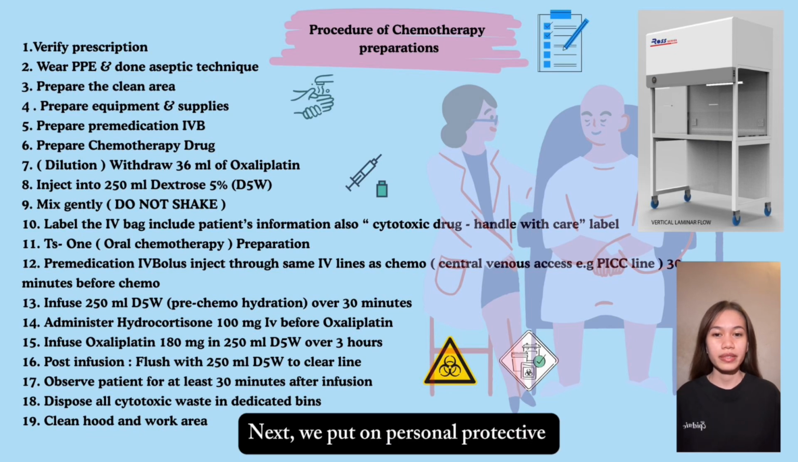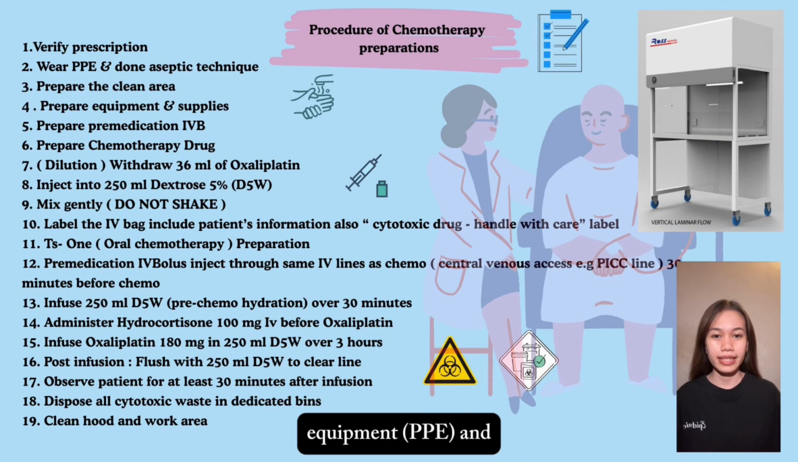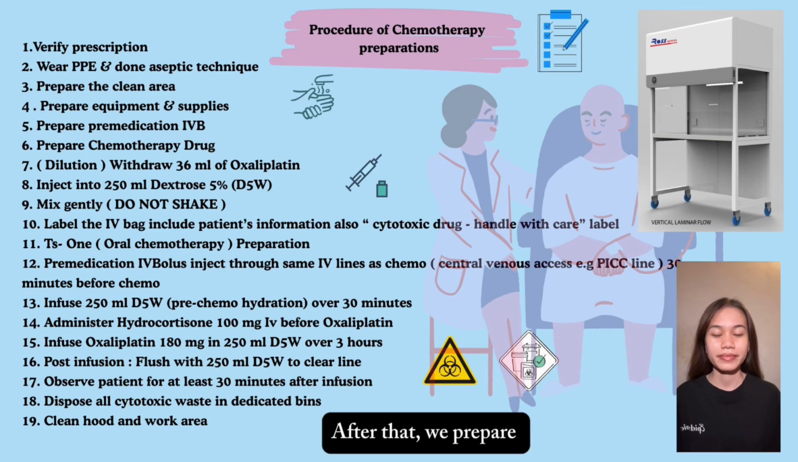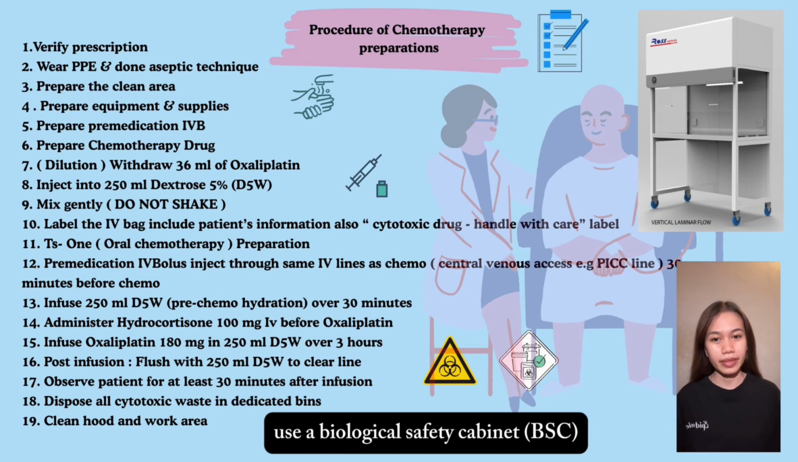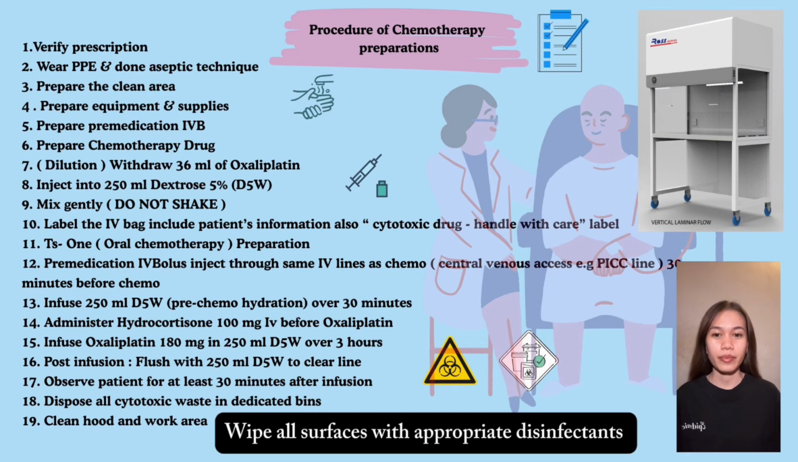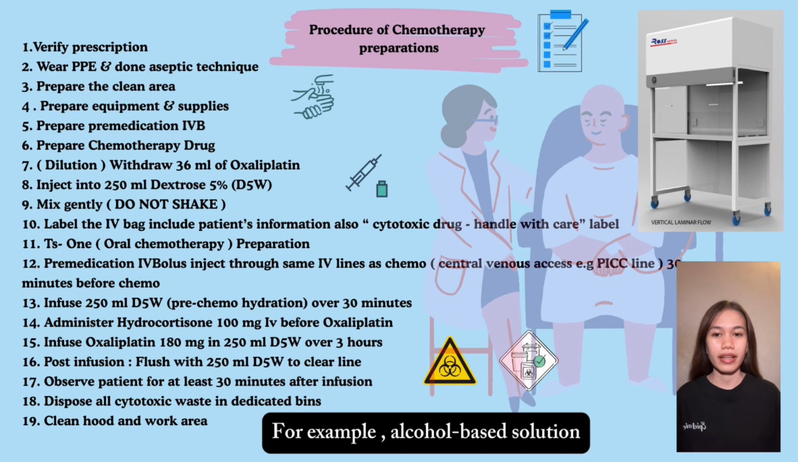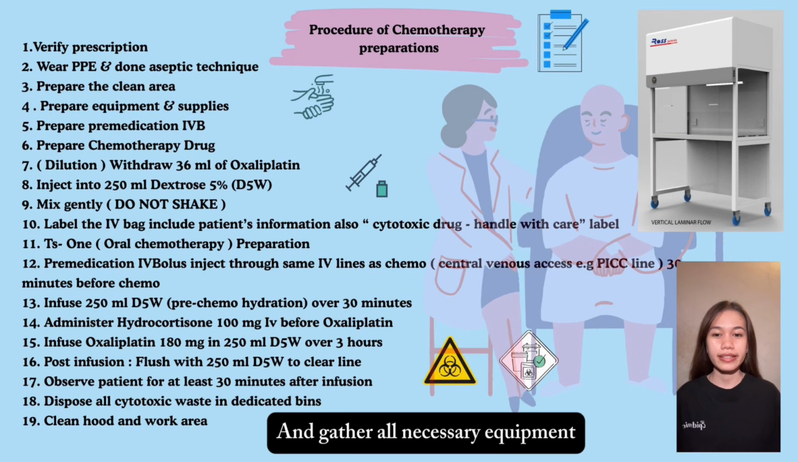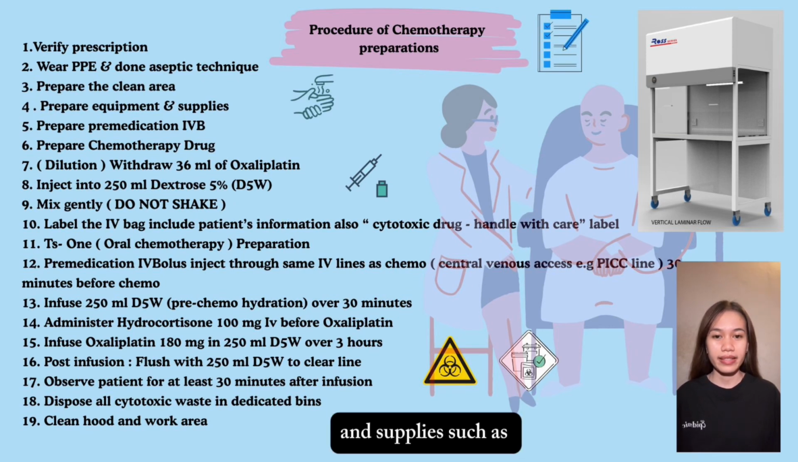Next, we put on personal protective equipment (PPE) and perform aseptic technique, like performing hand hygiene to prevent contamination. After that, we prepare the clean area, like using a biological safety cabinet (BSC) or laminar airflow hood in a designed clean area. Wipe all surfaces with appropriate disinfectant, for example an alcohol-based solution, before beginning. And gather all necessary equipment and supplies such as syringe, needle, IV bags.